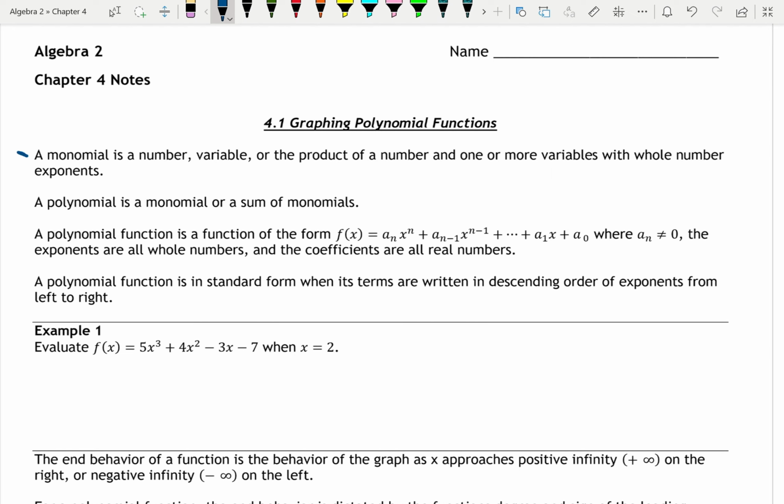All right, reading here. A monomial is a number, variable, or the product of a number and one or more variables with whole number exponents. So this would be like the number 5, or x, or 10x, or 5/3 x cubed, or pi x squared. Those would all be monomials.